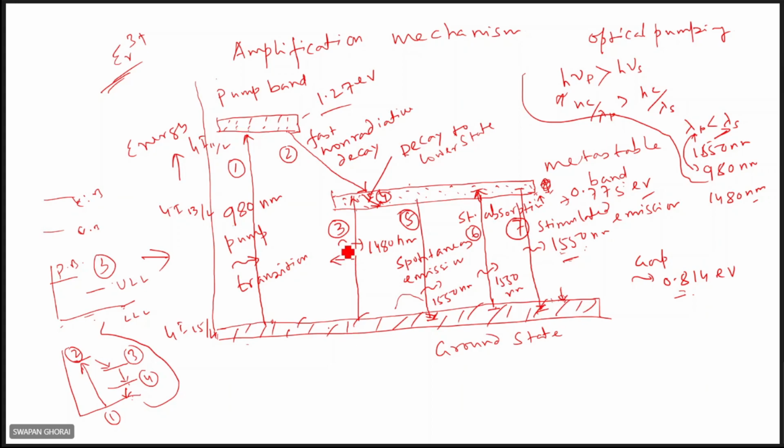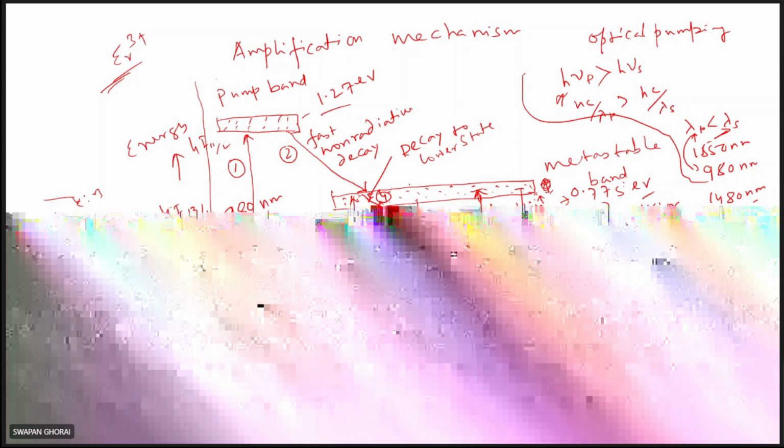Also, the third transition is sometimes 1480 nanometer, but at times 980 or 1480 both are used. Here it is shown in the diagram. If 1480 wavelength is used, then the pump band will not be there. Directly, electrons can be excited to the metastable states. But this top to bottom transition will be there. After that, the lower part of the metastable states will be highly populated.